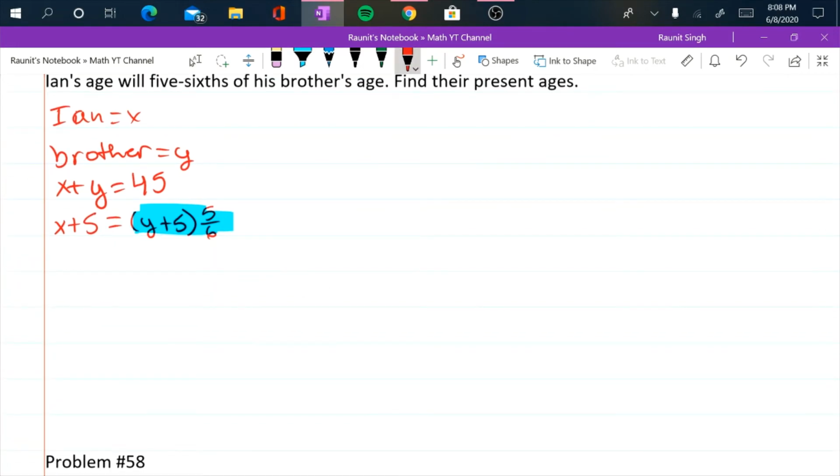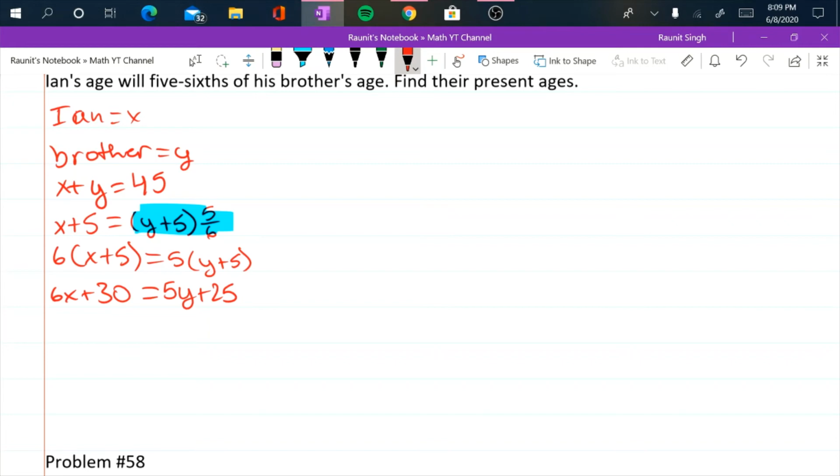And then we're going to multiply both sides by 6 so that we can get rid of the denominator of that fraction. So we're going to have 6 times x plus 5 equals 5 times y plus 5. And then we're going to get 6x plus 30 equals 5y plus 25. Right?